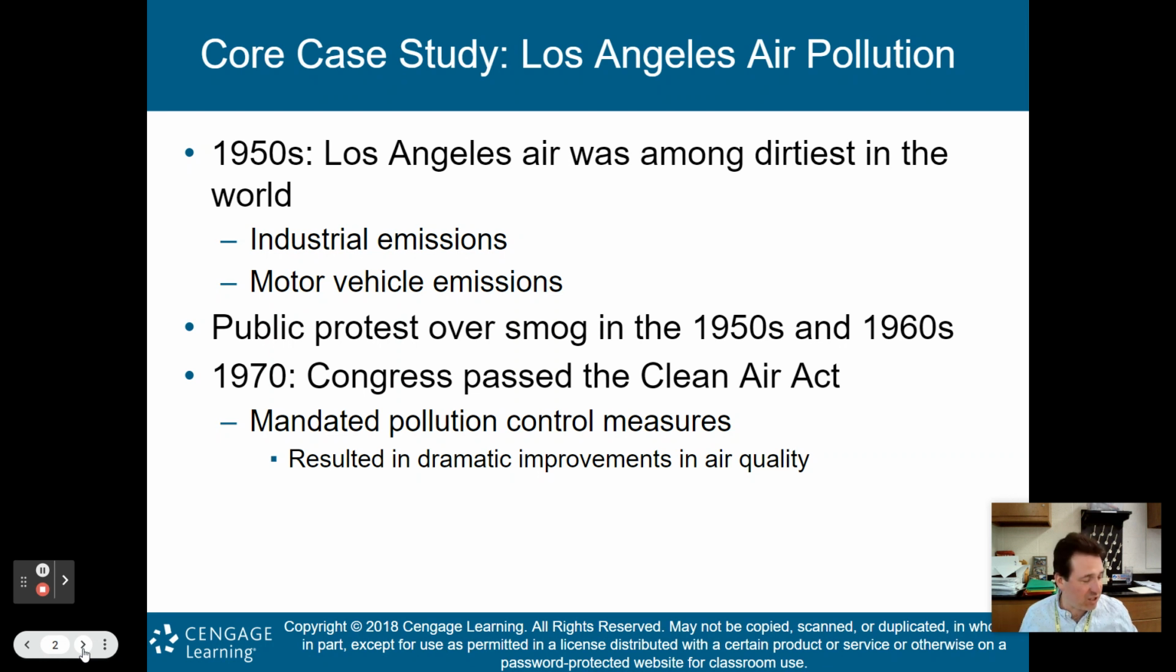Looking at a core case study, as we normally start off our lectures with. This is Los Angeles and its air pollution. In the 1950s, Los Angeles air was among the dirtiest in the world. Industrial emissions, along with motor vehicle emissions, along with the fact that in Los Angeles they get a lot of inversions, and we'll talk about what an inversion is in a couple of slides. But basically, it's when cold air is on the bottom and warm air is on the top, and that caps the atmosphere and keeps the pollutants down near the surface, potentially for many days.